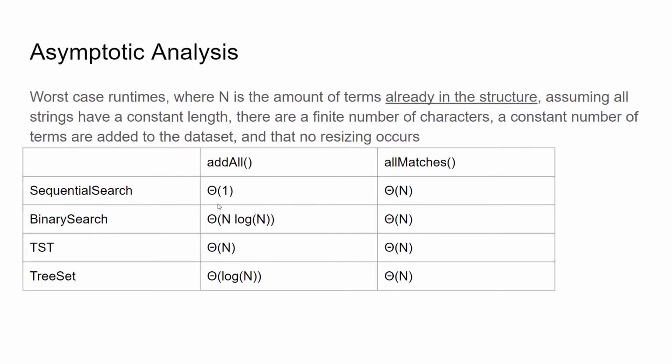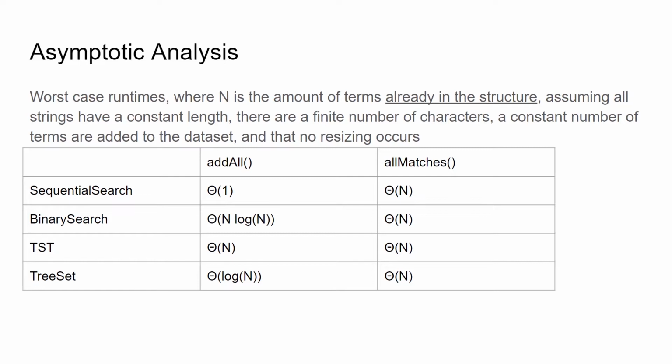And for binary search, the reason why it's theta of n log n is because the addAll method is supposed to sort all the elements immediately. So if n is the amount of elements already in the structure and we're adding a constant number of terms, we have to sort n elements first.